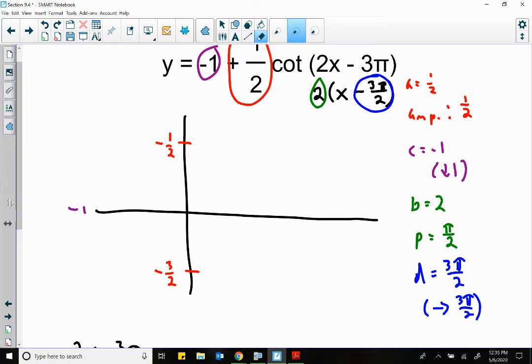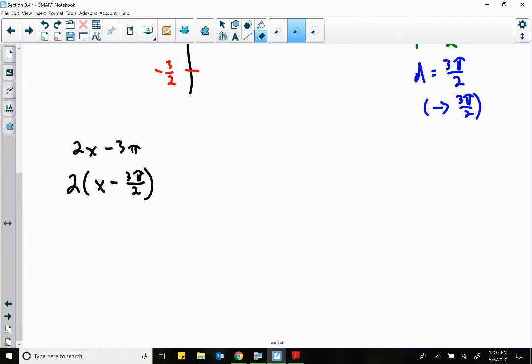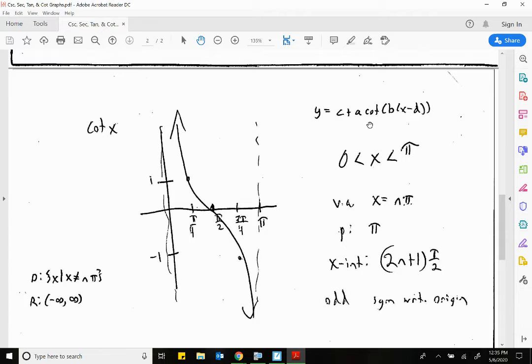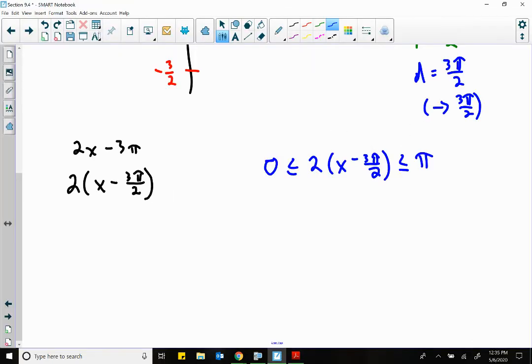All right. So let's come down here. And when we adjust this now, we're working with this. 0 less than or equal to 2 parenthesis x minus 3 pi over 2 less than or equal to pi. That's the interval for cotangent. If it was tangent, then I would have had negative pi halves, positive pi halves. Okay? So watch those intervals for this.